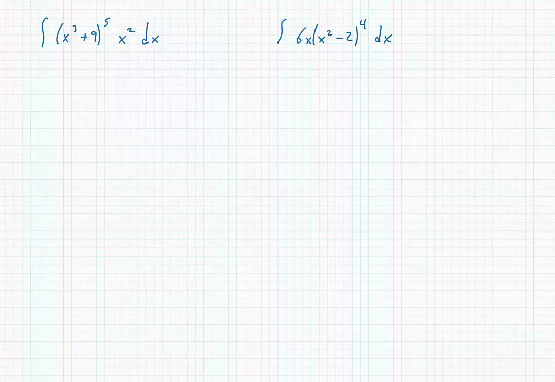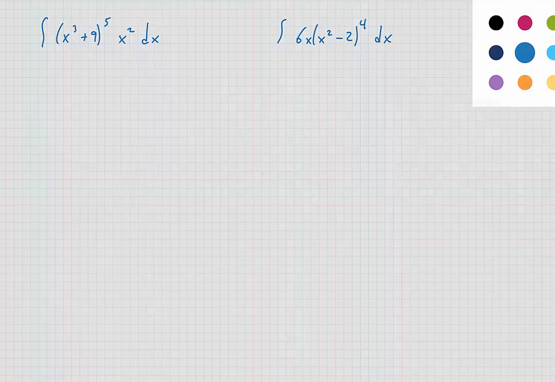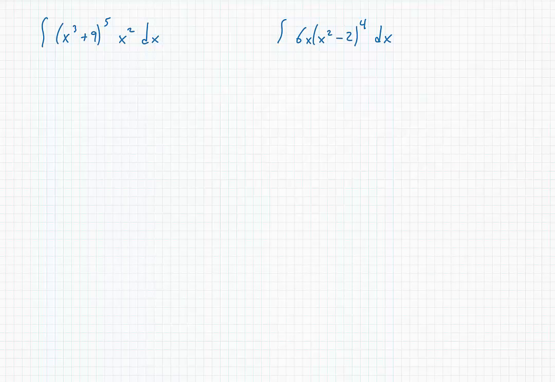So if we take a look at the first example here, obviously there's an x to the third plus 9 kind of inside a power function. And that's a good place to look to find our u. And if we take the derivative of that, we get 3x squared. And if we look at the rest of our integral, we only find an x squared. We don't see the 3. But the 3 is a constant multiple, and it turns out that we can play with constant multiples a little bit. Here's how we can do that.